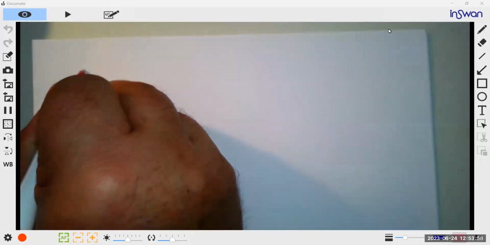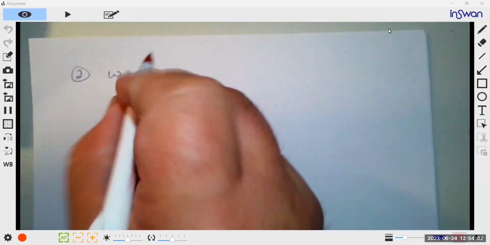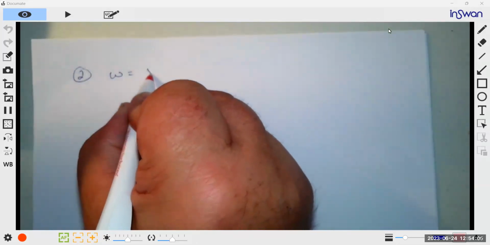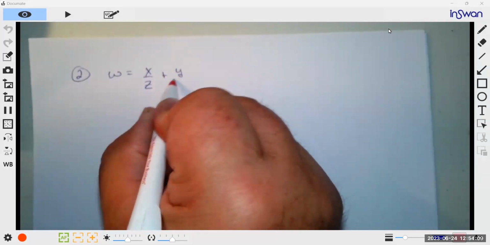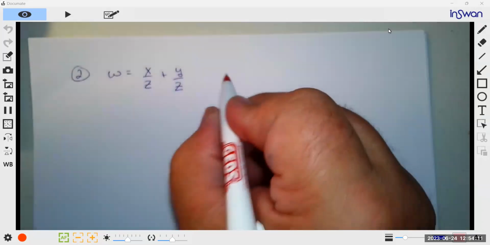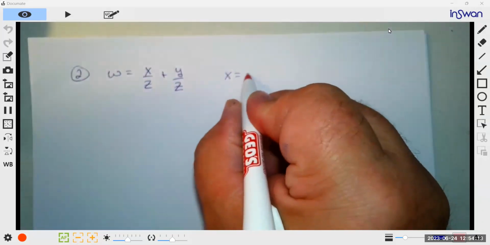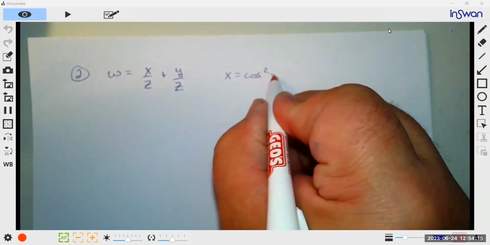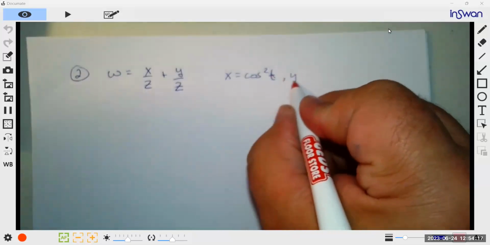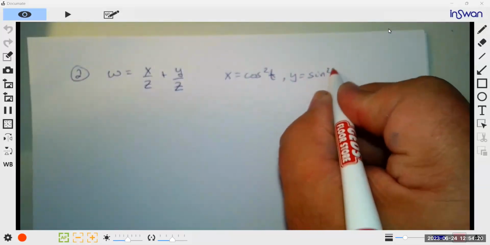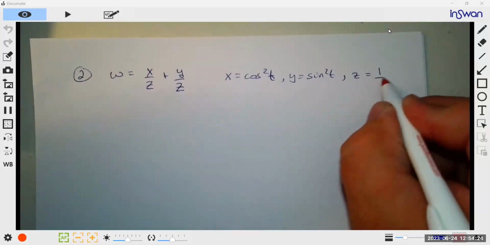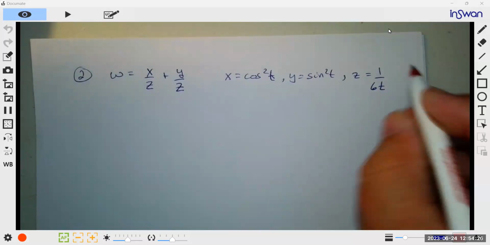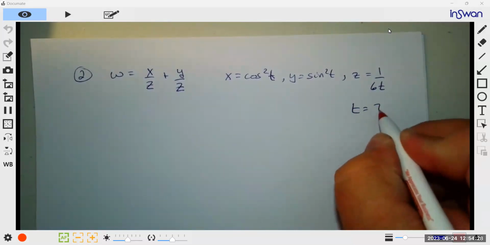Number 2. w equals x over z plus y over z, where x is equal to cosine squared t, y is equal to sine squared t, and z is equal to 1 over 6t. Evaluate it when t equals 7.